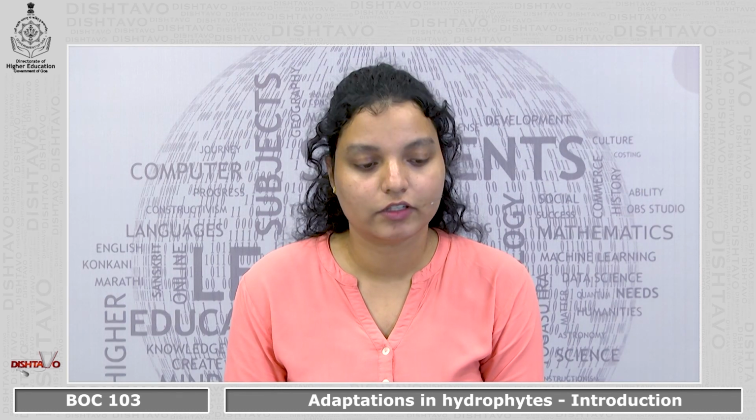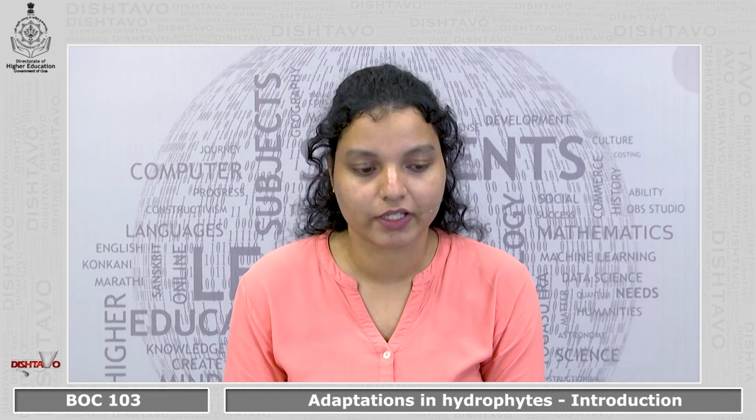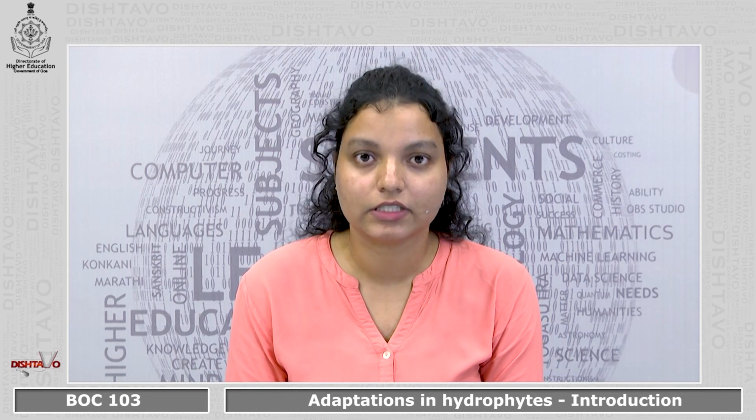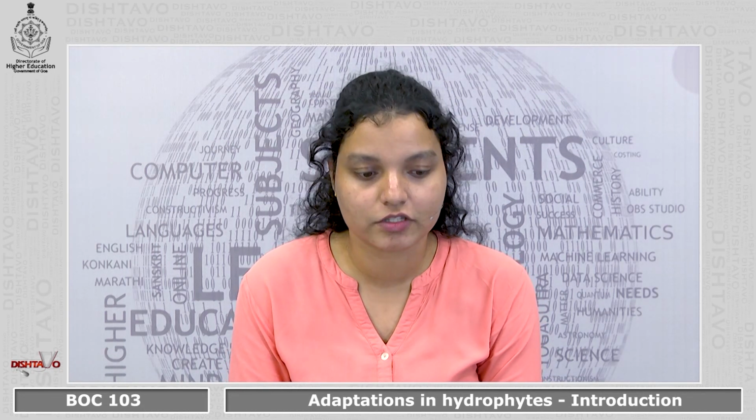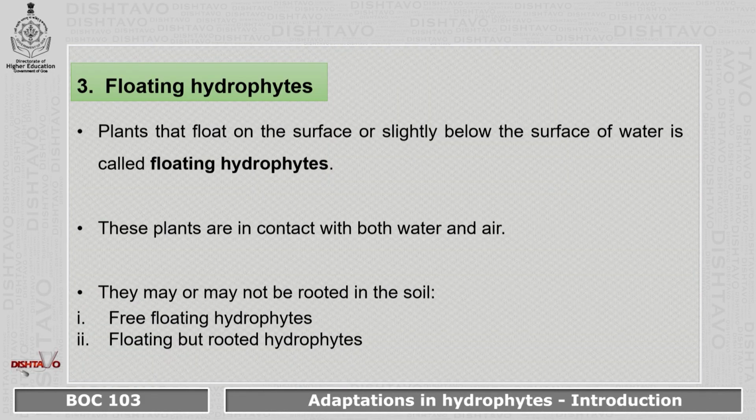The third category we talk about is floating hydrophytes. The term itself explains that these are plants which are going to float on the surface of the water. So, plants that float on the surface or slightly below the surface of water are known as floating hydrophytes. These plants are in contact with both water as well as air. So, they may or may not be rooted in the soil. Depending upon the presence of roots, they will be categorized as free floating hydrophytes or floating but rooted hydrophytes.